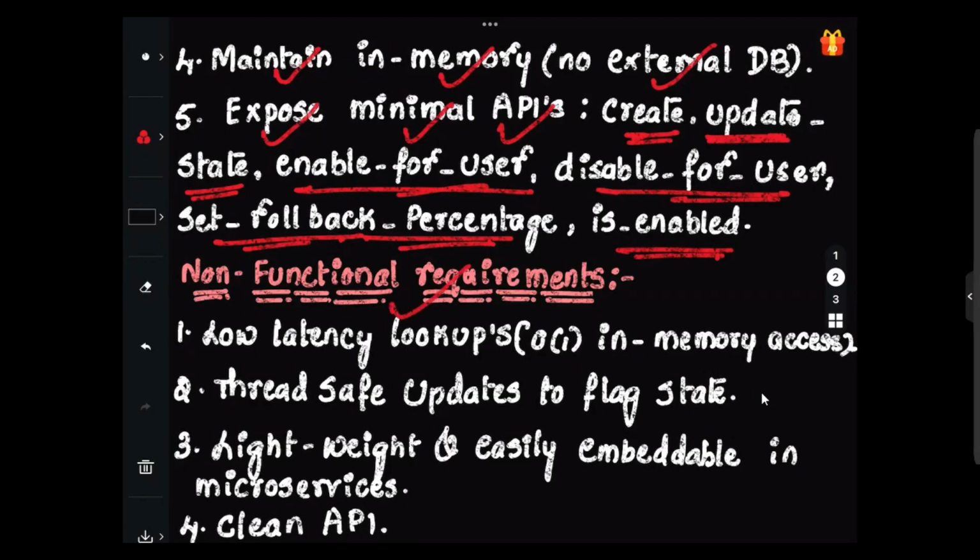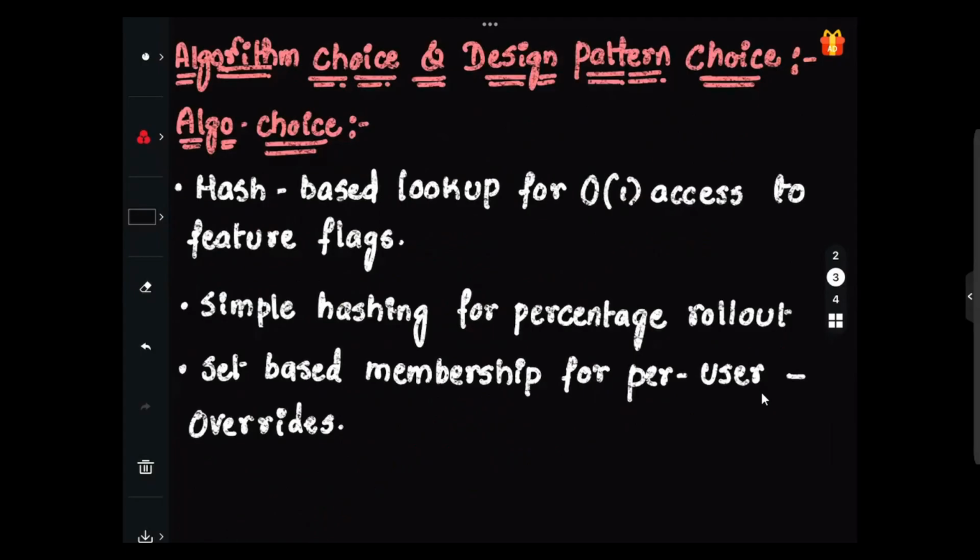Next, let's discuss the non-functional requirements. The first thing here would be low latency lookups, nothing but big O of one in-memory access. Second one is thread safe updates to the flag state. The third one is lightweight and easily embeddable in microservices. The fourth one is a clean API. Yeah, so these are some of the non-functional requirements.